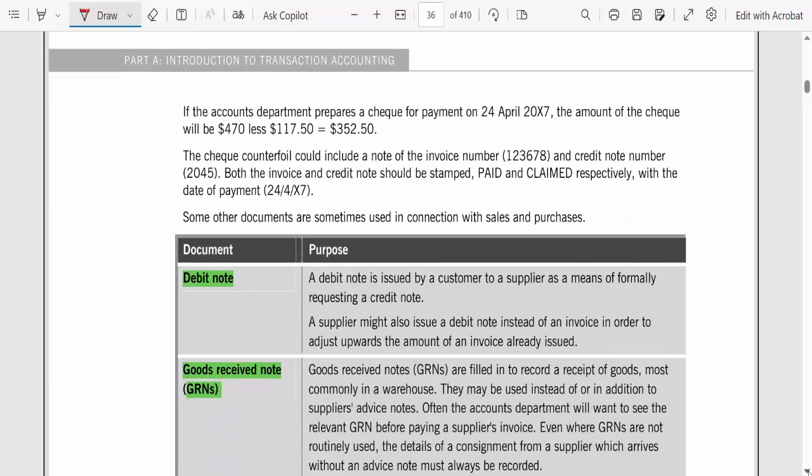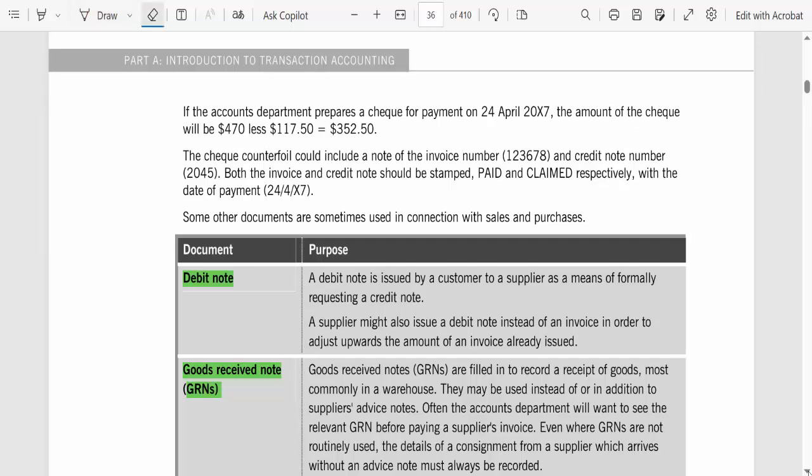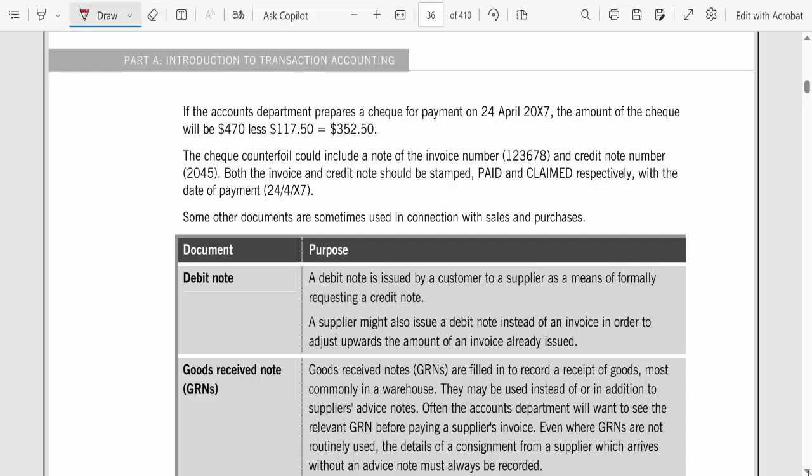Calculating the new payment amount. Now, when Tabletops Ltd. prepares to make the payment to Paperchase Supplies, they will adjust the original invoice amount by subtracting the credit note amount. Here's the breakdown. Original invoice amount, $470. Less credit note amount, minus $117.50. Adjusted amount to pay, $470 minus $117.50 equals $352.50. Therefore, Tabletops Ltd. now needs to pay $352.50 after accounting for the credit note.